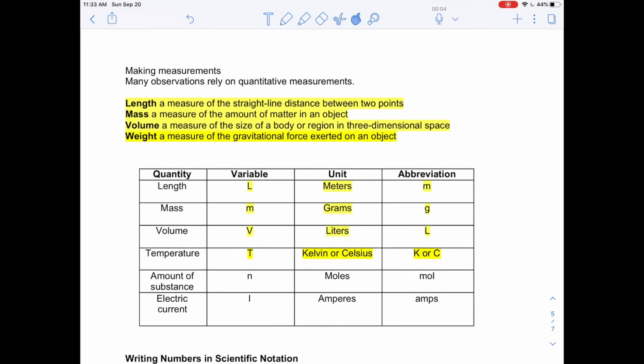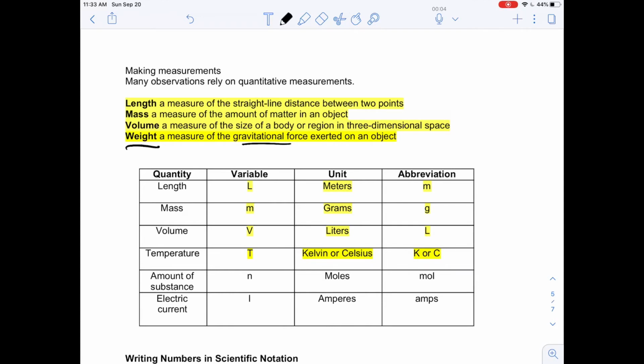I think you know what all these things are, but if you don't, you need to know that length is a measure of straight line distance between 2 points, how long something is. Mass is the measure of amount of stuff that's inside an object, amount of matter. Volume is a measure of the size in three-dimensional space. And weight, we typically confuse weight and mass, but weight is really different because it's your mass times gravity, so it's a little bit different.